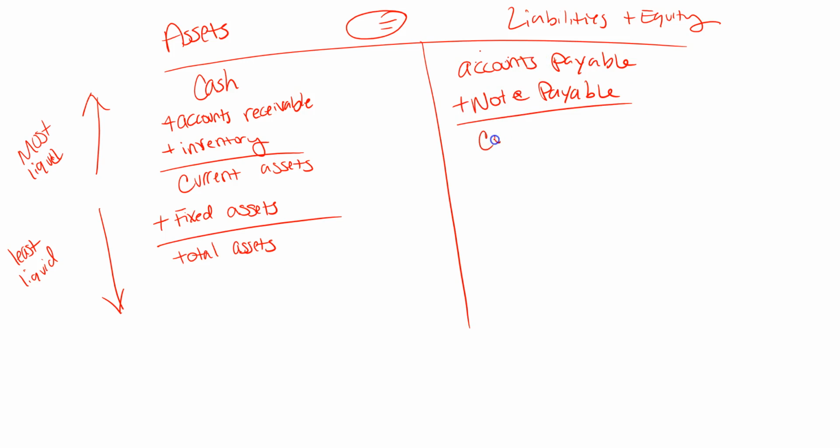These make up our current liabilities. Now, current liabilities go hand in hand with current assets. Remember, current assets are those assets that you expect to convert to cash within 1 year. Current liabilities are those bills you expect to pay within 1 year. To that, we add our long-term debt.